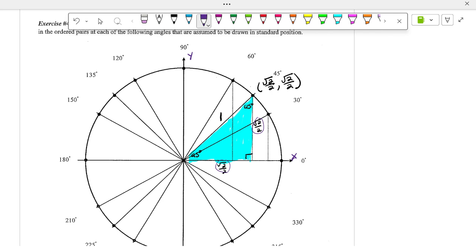So what do you think, following the same pattern that we did for 45 degrees, what do you think the point would be at 30 degrees? So the x value is horizontal, the y value is vertical. So what would the point be? Yep. Square root 3 over 2 and 1/2.